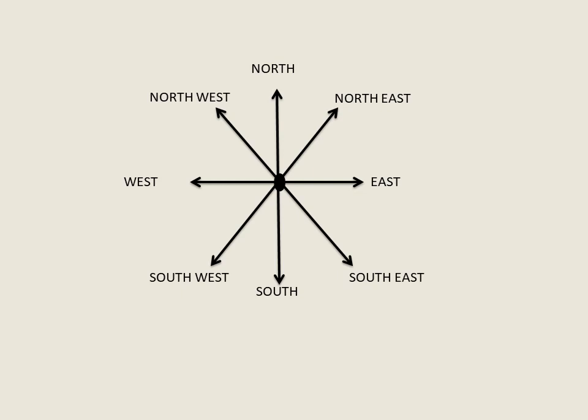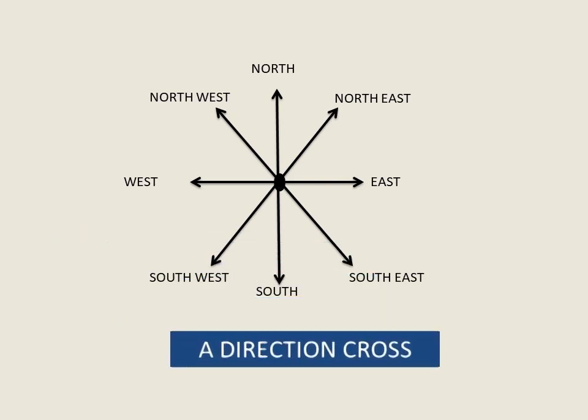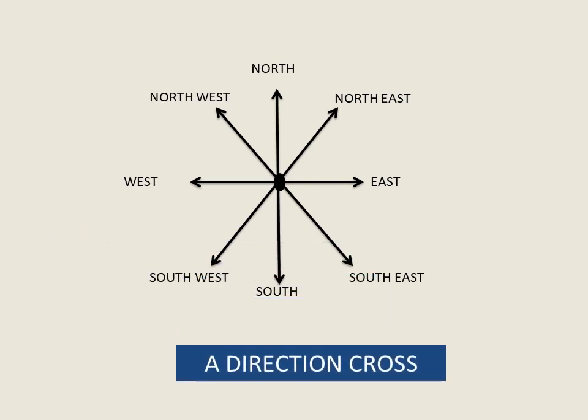Now four other directions lie between these four main directions. These are northeast, southeast, southwest and northwest. You can easily find that in this diagram, a direction cross. Usually the direction north is shown as the upper part of the map, and this helps us to understand where the other directions are. So can you see all the directions in a direction cross?